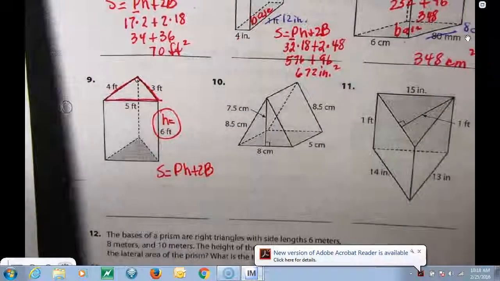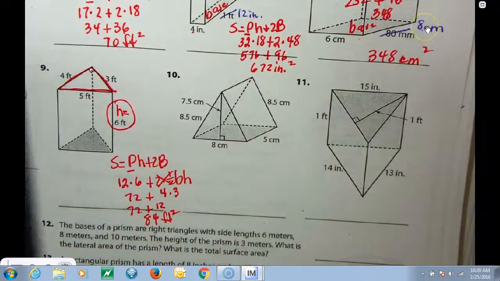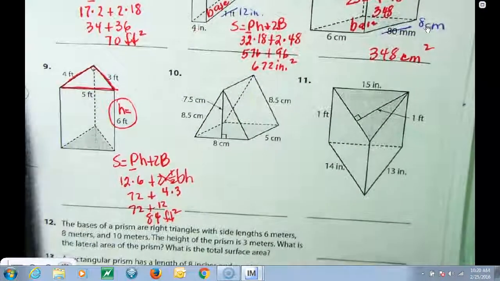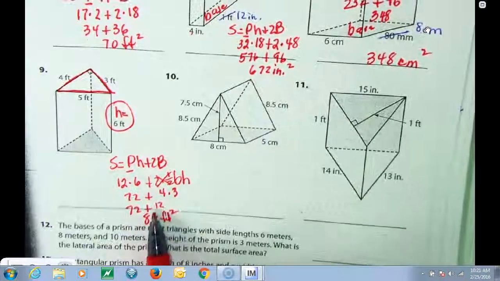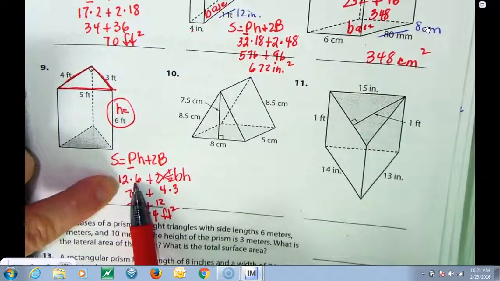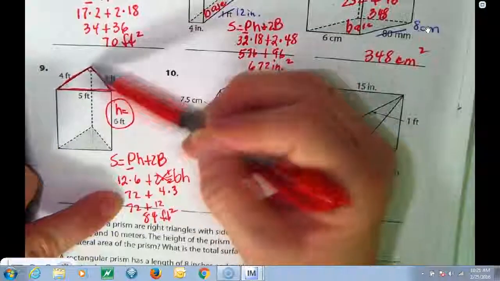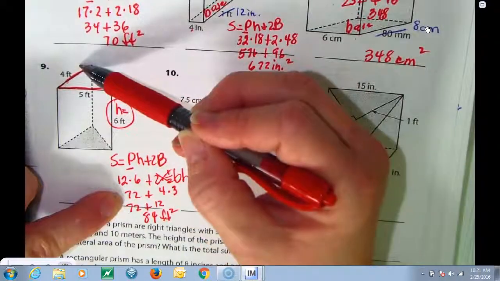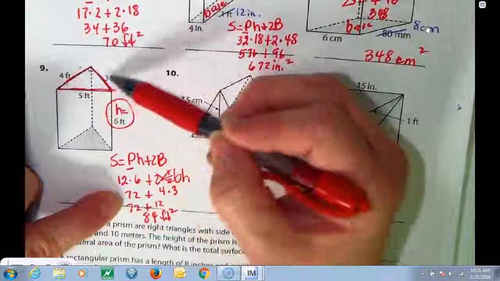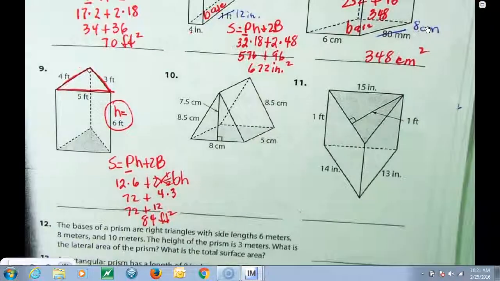If you're watching the videos, go work on 9 and then cut it back on. Okay, so on number 9, you should have gotten 84. 12 is the perimeter times 6, 72, and then on a right triangle, both legs, one's the base, one's the height. Okay, work on 10 and 11.